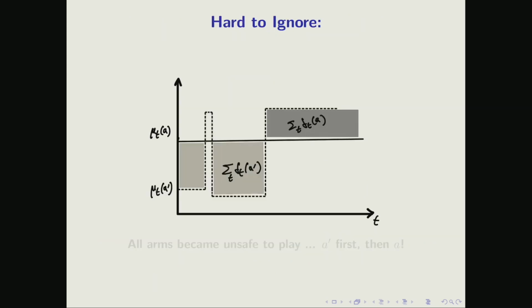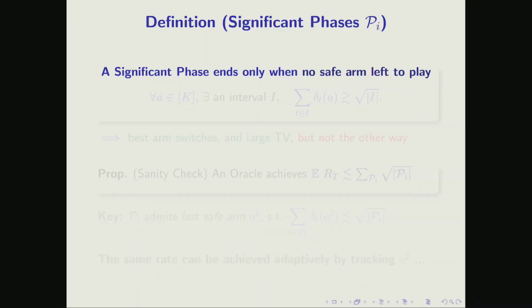So here is a change that we cannot ignore. Again we only have two arms. What happens here is that on aggregate, arm A prime has become really bad at some point in time. And then on aggregate, eventually arm A, which remained safe till now, also has become bad. So there is no safe arm left. And that leads immediately to our notion of significant shift. Our notion of significant shift just says that there is no safe arm left to play.